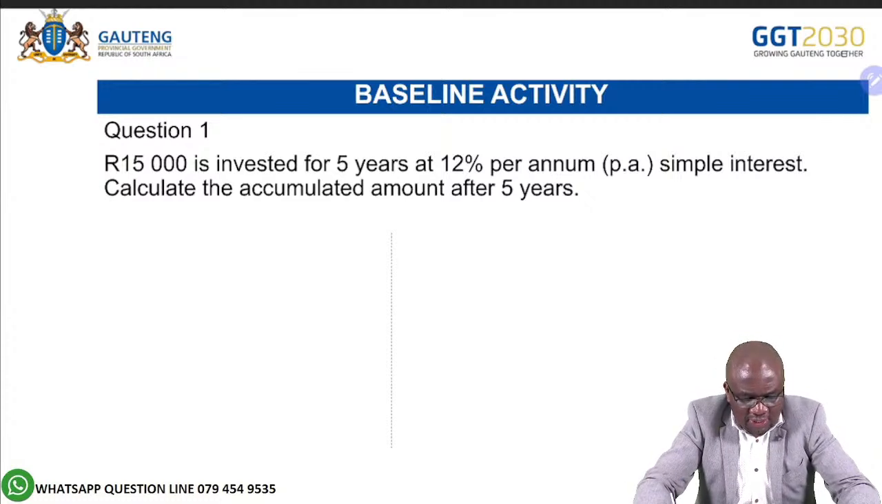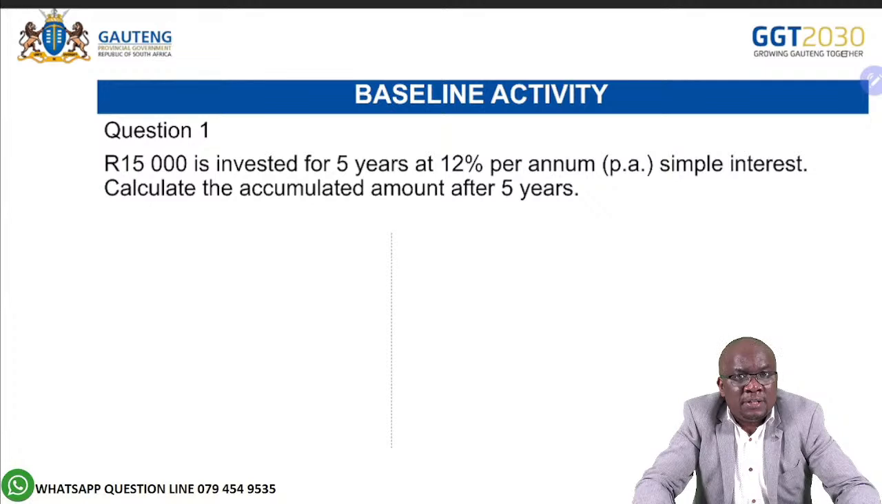Right, 15,000 is invested for 5 years at 12% per annum, simple interest. Calculate the accumulated amount after 5 years. Let's do the activity in 3 minutes.